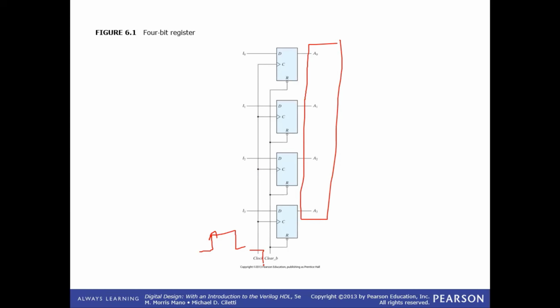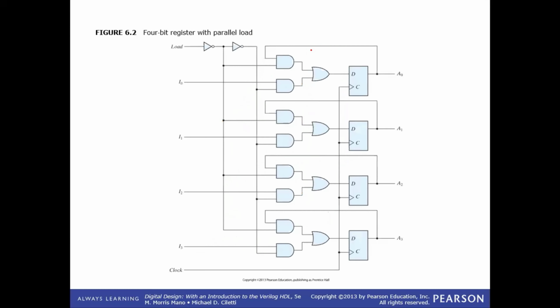This is the clock which is connected to all the positive edge triggered D flip-flops over here. When they get the single positive edge over here, over here, over here, and over here, that single positive edge transfers A0, A1, A2, A3 to the new output levels. This is the parallel loading, the parallel transfer.